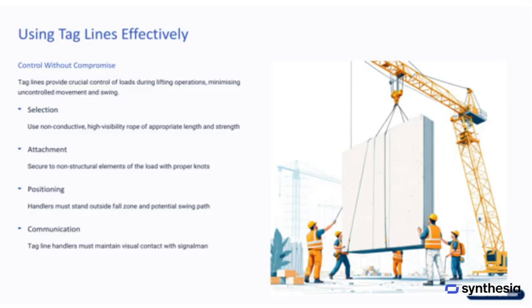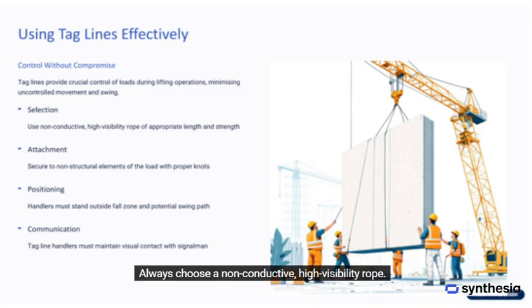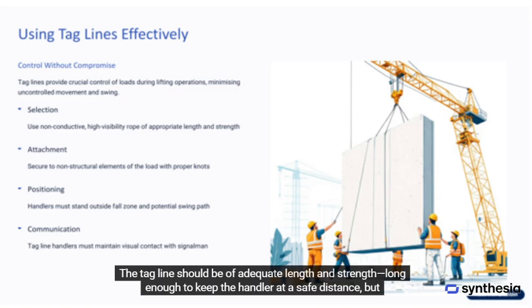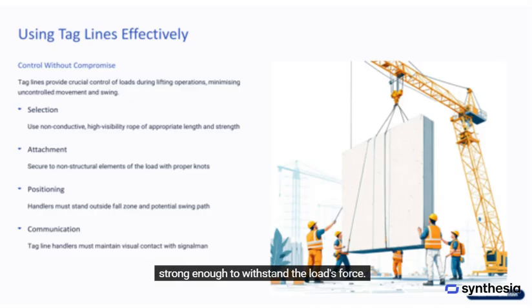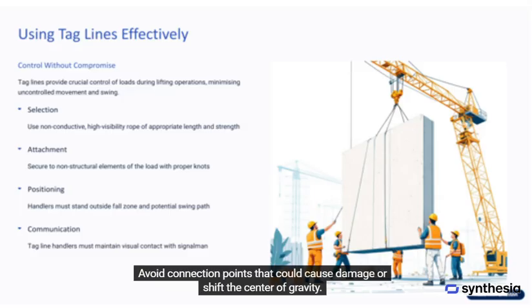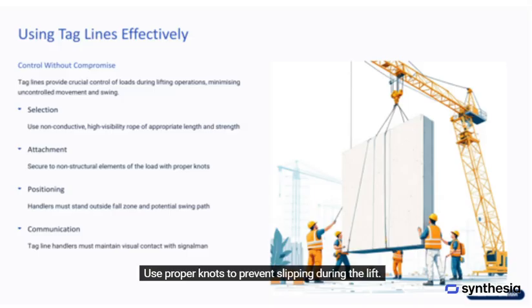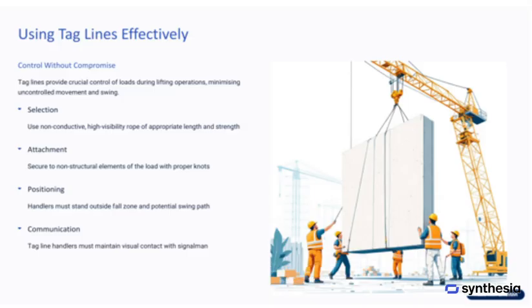2. Selection. Always choose a non-conductive high-visibility rope. The tagline should be of adequate length and strength, long enough to keep the handler at a safe distance, but strong enough to withstand the load's force. 3. Attachment. Attach the tagline securely to non-structural parts of the load. Avoid connection points that could cause damage or shift the center of gravity. Use proper knots to prevent slipping during the lift.